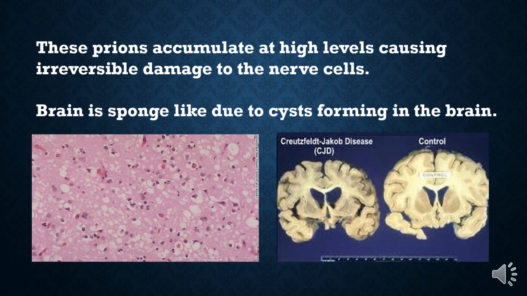The misfolded proteins in the cell trigger apoptosis, which is cell death. This damage is irreversible. When a large number of cells die off, cysts are then formed in the brain, which give the brain a spongy appearance, as you can see on the image to the left. Over a short length of time, brain loss then occurs, as you can see on the image to the right.